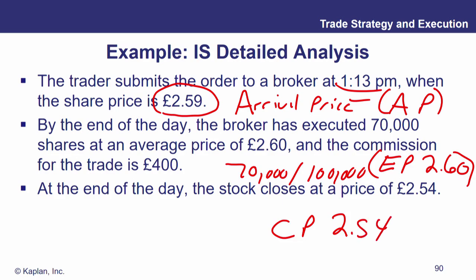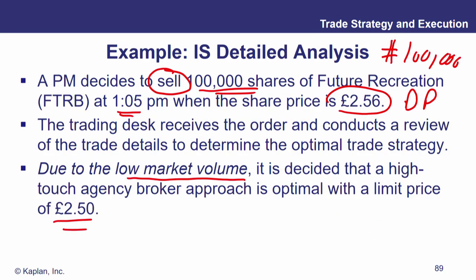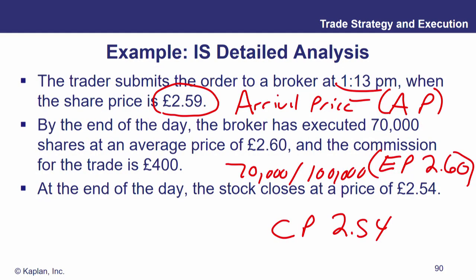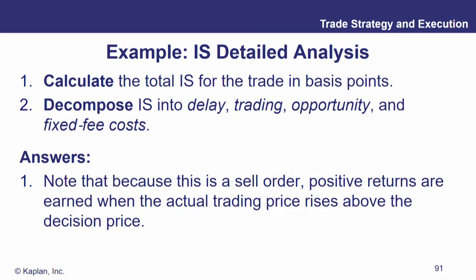Okay, so let's just repeat for a second. What do we have? We have a decision price at 256. We've got an arrival price at 259. We've got an executed price at 260. And then we have a closing price at 254. Okay, so now we have everything that we need to decompose this.